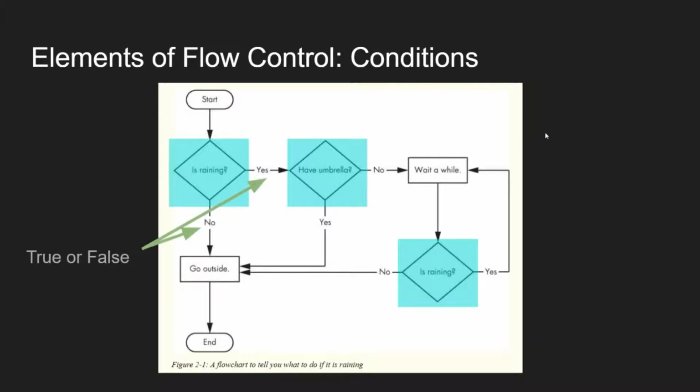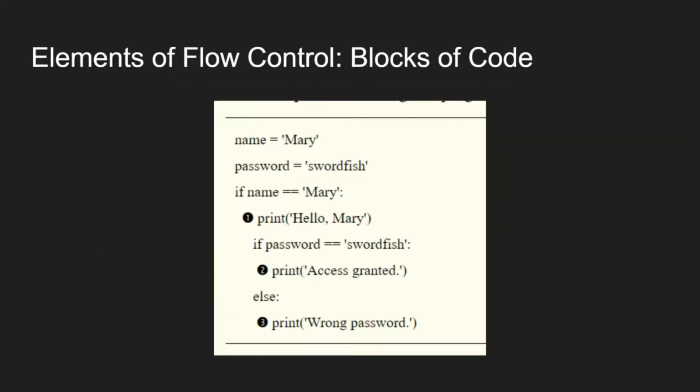A flow control statement decides what to do based on whether the condition is true or false, like these diamonds do in the flowchart. Lines of Python code can be grouped together in blocks. You can tell where a block begins and ends from the indentation of lines of code.